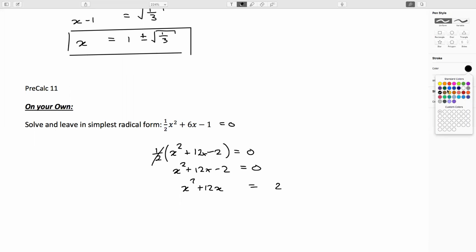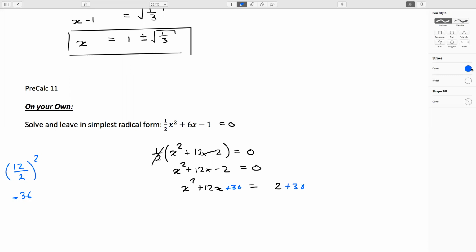We've got to figure out what to add to complete the square. So in this case, b is 12. 12 over 2 all squared is like 6 squared, which is 36. So plus 36. X squared plus 12x plus 36 can be written as x plus 6 all squared equals 2 plus 36 is 38.